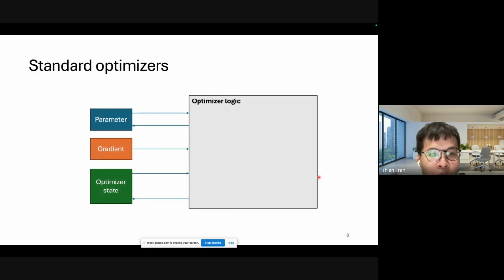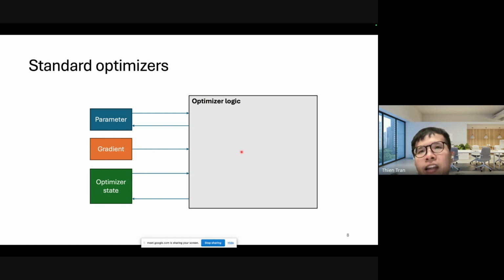So I will go over this quickly. The standard optimizer looks like this. The inputs to the optimizer are the parameter, the gradient, and the optimizer state, and then it uses some kind of equations to calculate the new parameter and new optimizer state. So it will update those. That's why you can see I have two arrows for the parameter and optimizer state, but for the gradient it's only one, because the optimizer doesn't update the gradient.